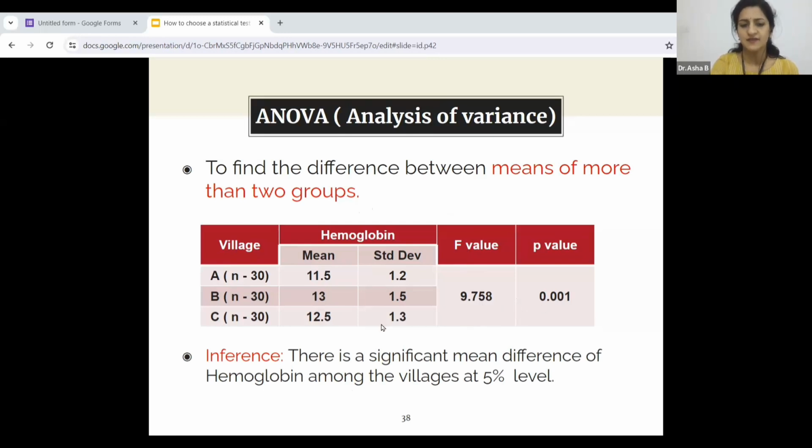The p-value is showing that there is a significant difference between these three villages. So from this table, we can tell that there is a significant difference between these groups, but we cannot tell which groups' means differ. To know which groups' means differ, we have to do a post hoc test whenever we have a significant ANOVA result. We'll see this in the next slide.